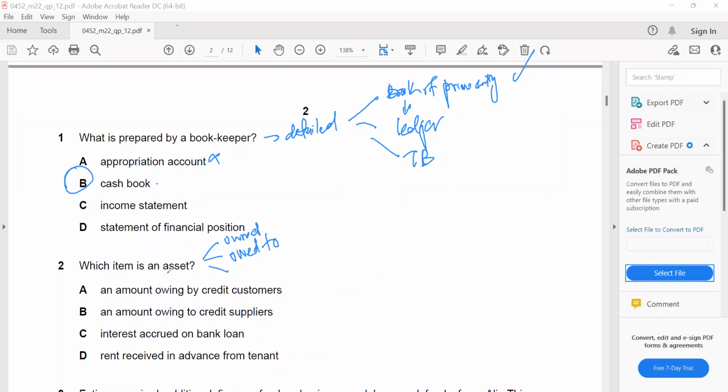So here, asset: an amount owing by a credit customer. So the customer owes the owner. So this is one of it. An amount owing to a credit supplier is a liability. Interest accrued on the bank loan: interest accrued is other payable, which is also a liability. Rent received in advance from tenant is an income account. Income received in advance is a liability. So the answer is A.